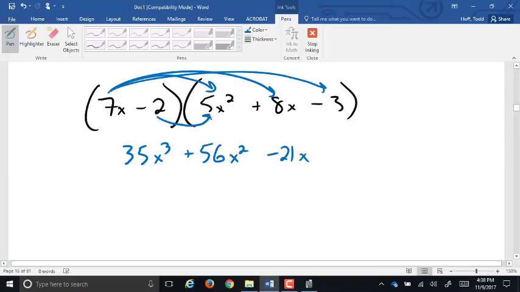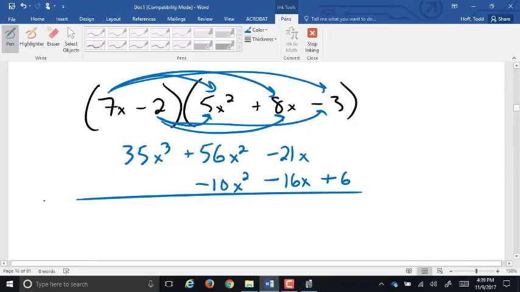Negative 2 times 5x squared is negative 10x squared. So I'm putting it under the 56x squared. Negative 2 times 8x is negative 16x. I put that under the negative 21x. Negative 2 times negative 3 is positive 6.